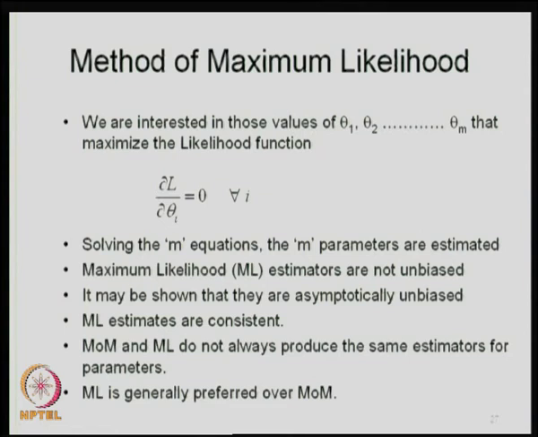The method of moments and the method of maximum likelihood do not always produce the same estimate of the parameters. So, this must be remembered: you may use the method of moments and come up with some estimates for the parameters, but when you use the method of maximum likelihood, you may come up with other estimates. When this happens, the maximum likelihood estimates are generally preferred over the method of moments.